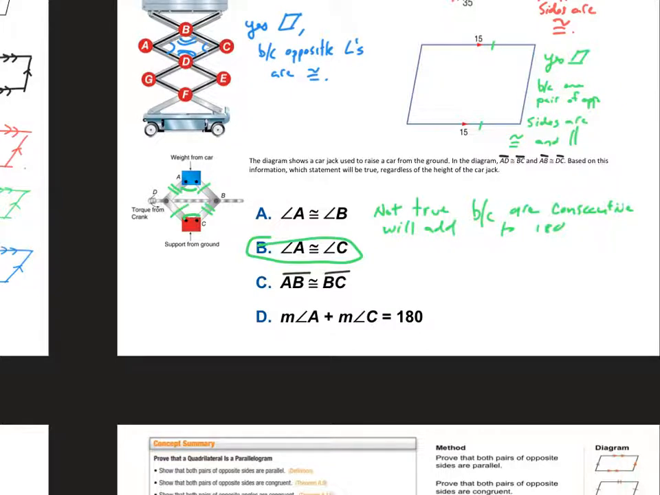You could read further just to double check yourself, but it's multiple choice, so I know I found a right answer, so I would move on. But here we go. Reading choice C, is segment AB congruent to segment BC? No, not true. These are not opposite sides. So not congruent. And then reading choice D, it says the measure of angle A plus the measure of angle C equals 180. That's not true. They should be congruent because they are opposite.